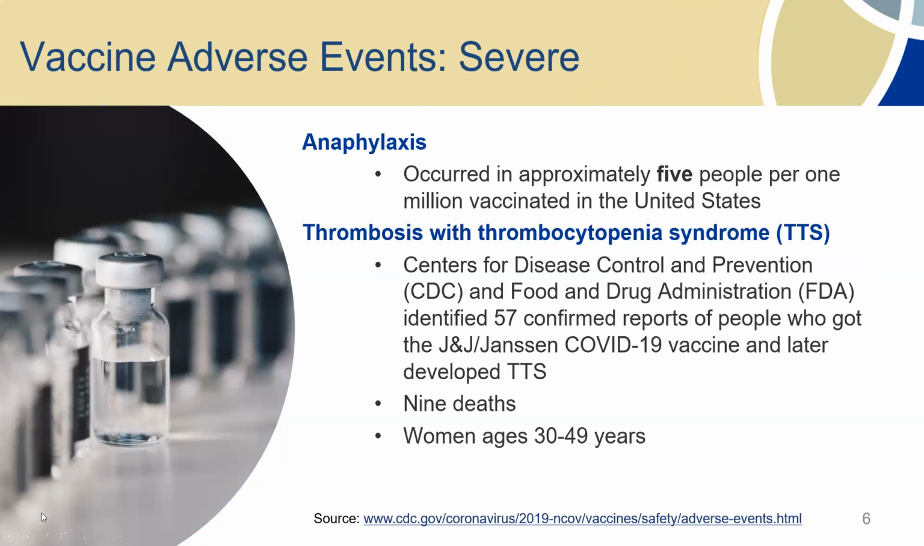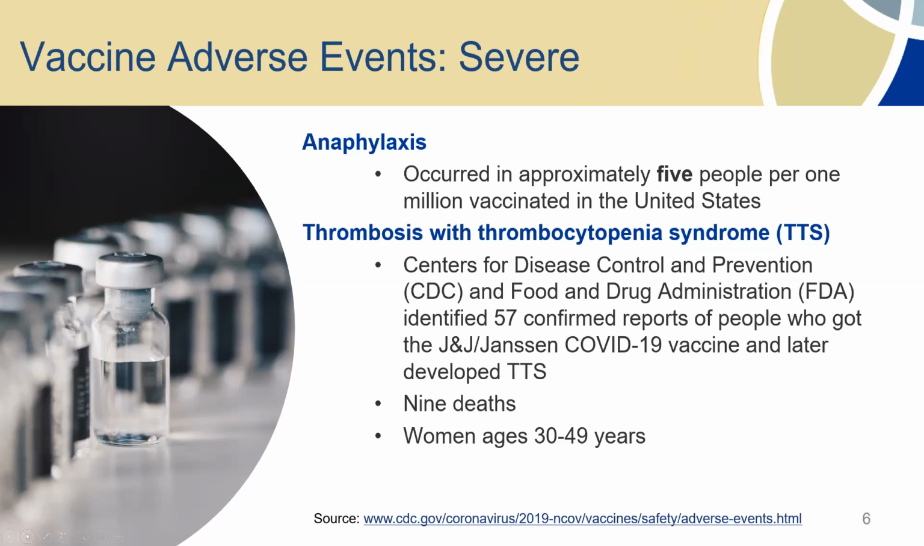So what we've seen so far in the data that's been collected is that the rate of anaphylaxis is about 5 in a million people. So a fairly low rate. And we are seeing an increased risk of blood clots, and that's particularly been associated with the J&J vaccine. They've actually associated 9 deaths causally. And typically the highest risk age group for this side effect is women aged 30 to 49.